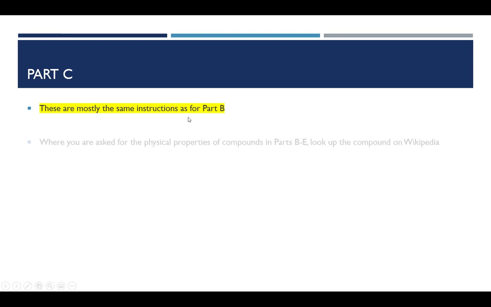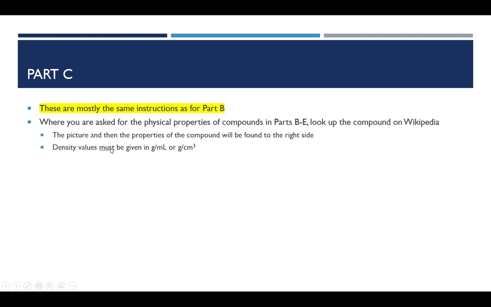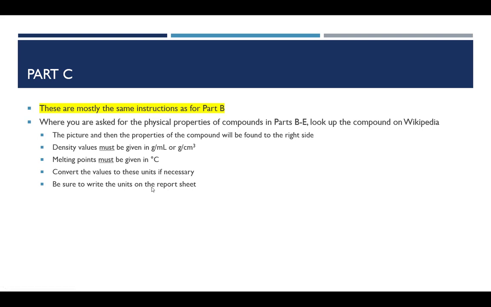For part C, you're going to essentially follow the same instructions as for part B. So this first part here is exactly the same as what I said. You look up the compound. When you're doing physical properties, look up the compound on Wikipedia. Again, the pictures are there. The densities have to be given in the units specified here. Melting point must be in degrees Celsius, and then convert to those units if you need to. And be sure to write the units out on the report sheet. Do not look up the names or the formulas on Wikipedia, because sometimes people do make mistakes doing that.